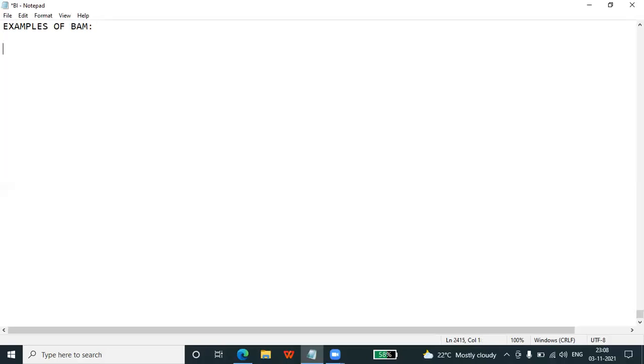Now we will see complex event processing. Event processing is a method of tracking and analyzing streams of information about things that happen and deriving a conclusion from them.